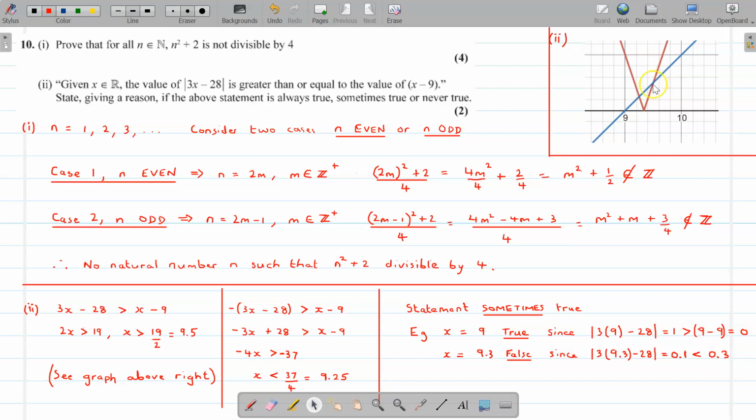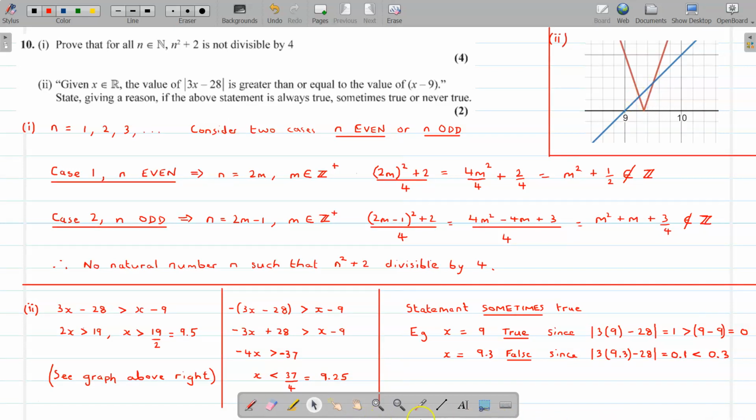Now, if I do the negative of this modulus function and solve that inequality, I end up with minus 4x greater than minus 37. You need to swap the inequality sign round here, because when you divide by negative 4, this is going to change round. So basically x is less than 9.25, 9 1/4, which is there. So I now know that there's this little short section where the modulus function goes below the straight line.